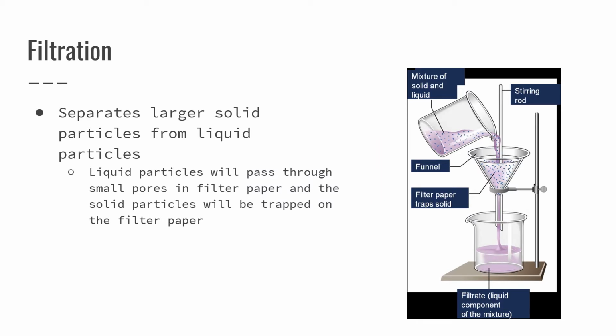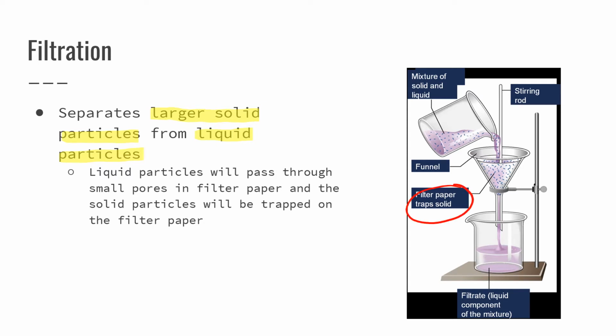So the first separation technique that we're going to take a look at is called filtration. We use filtration when we're trying to separate larger solid particles from liquid particles. So we're going to be using this when we have a liquid and a solid mixed together in a heterogeneous mixture. The way filtration works is you take the mixture of the solid and liquid and you pour it over top of a filter paper. So this is going to be important.